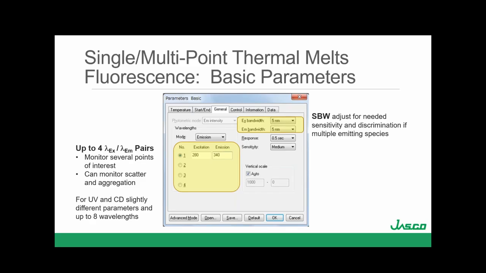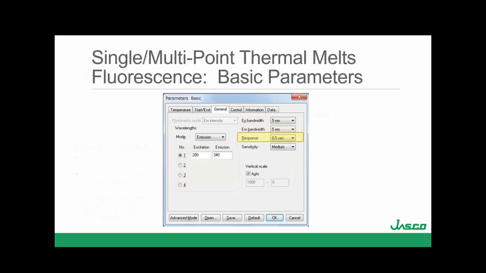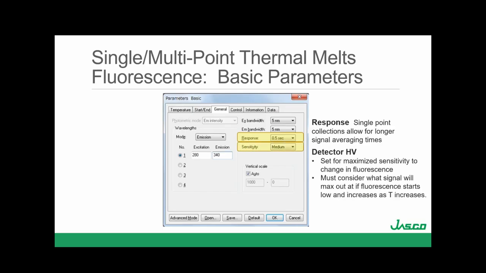Spectral bandwidth is critical, right? That's needed to adjust sensitivity and discrimination if you're using multiple species. Response time, bonus with single point data, you can just increase the response time and have really nice low noise data. Sensitivity, the detector high voltage, right? Just as normal. This is all reviewed in the earlier presentation, but you're going to set it for the maximized sensitivity to the change in fluorescence.